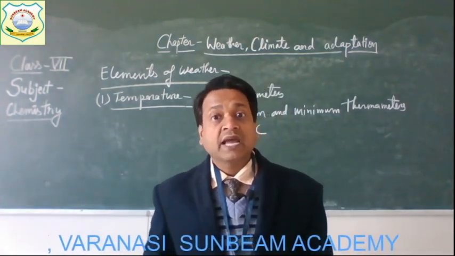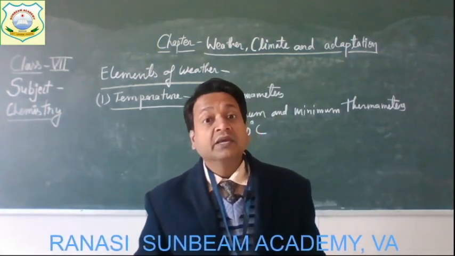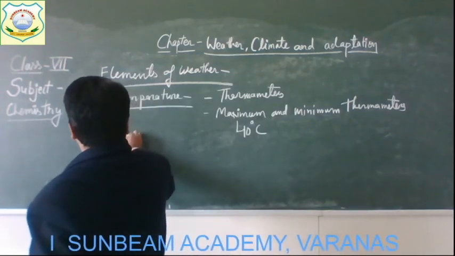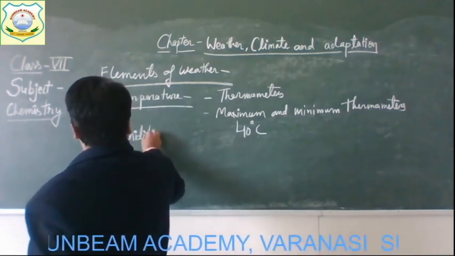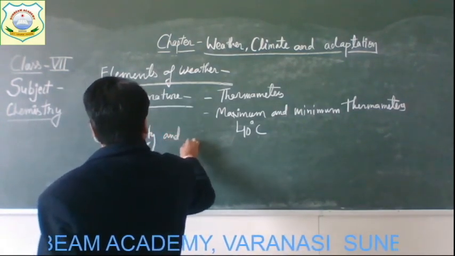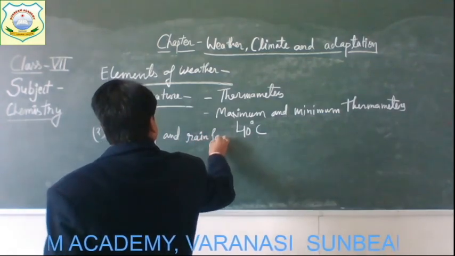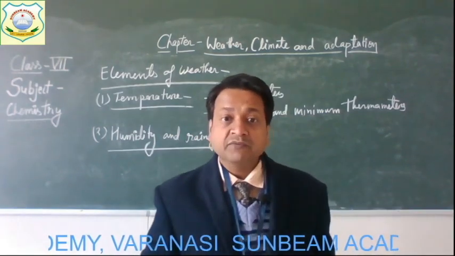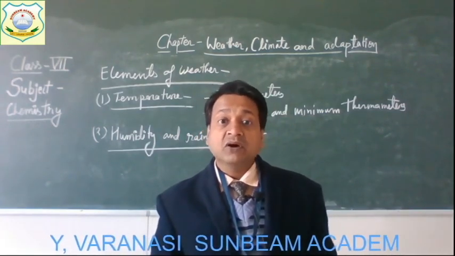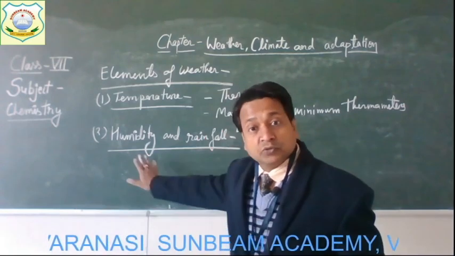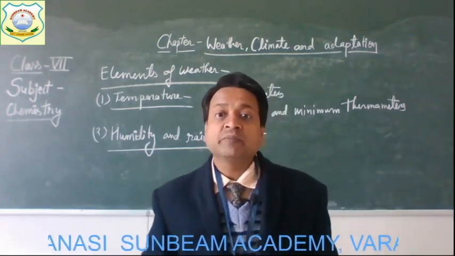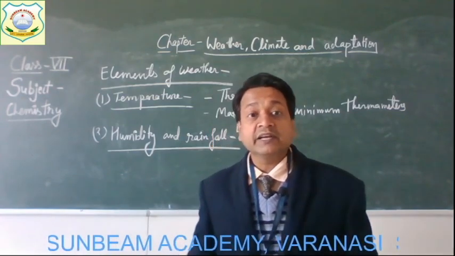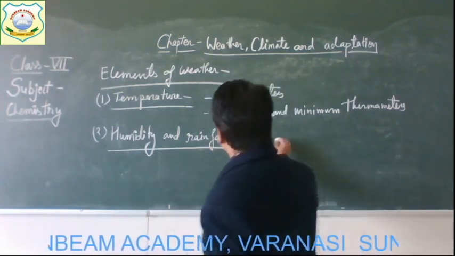Now come to the next element of weather, and that is humidity and rainfall. Alright, so humidity and rainfall is the second important element of weather. And this humidity is measured by an instrument which is called a hygrometer. What is that instrument called, children? Yes, it is called a hygrometer.